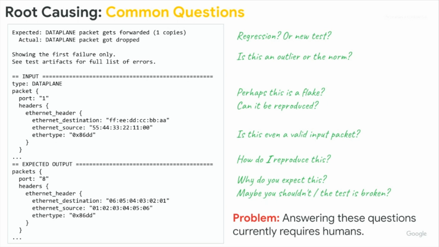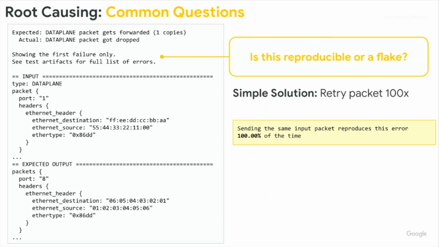Okay. And so right now, or initially, all of these questions required a human to answer. But there are some of these things that we clearly can make a lot better. So one simple solution that Angela pretty recently implemented to track whether this was reproducible or just a flake is, let's just send the failing packet 100 times and see how often the same thing actually happens. And that turns out to actually give you a remarkable amount of information.